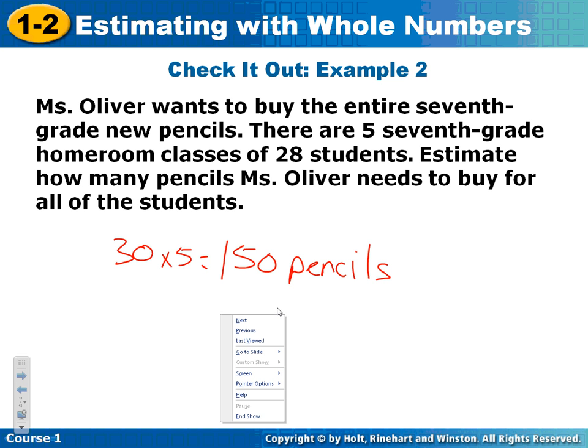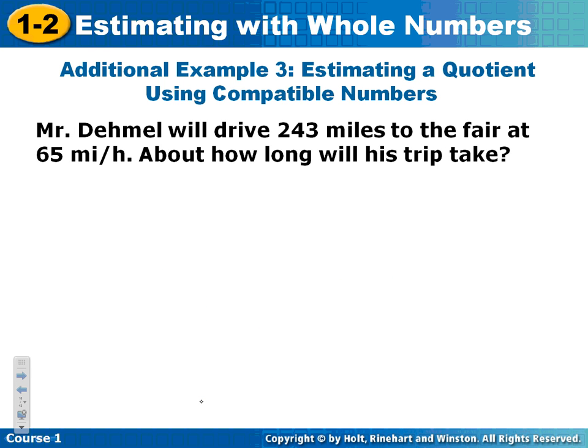The next problem, though, this gets harder. Mr. Demo will drive 243 miles to the fair at 65 miles an hour. About how long will his trip take? I guarantee you that there are going to be people in here that want to do this. Oh, well, this is easy. That's close to 200. I'll round that to 200. This is supposed to go to 70. We need to divide. Okay, 200 divided by 70. Man, that doesn't work nice, does it?